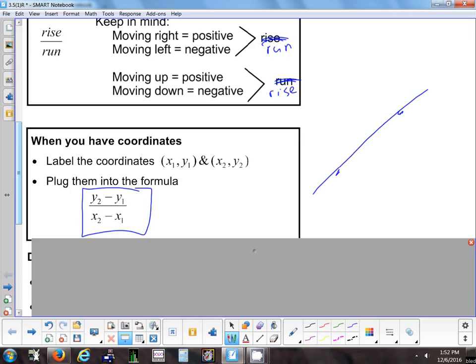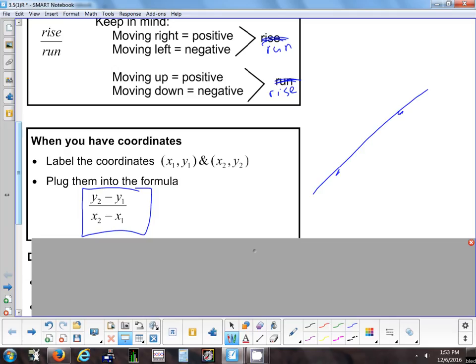So guys, on your notes, you have 2 bullets under the formula. You've got to write this in yourself. There's no line, you're just going to squeeze this in. And you have coordinates. For that first bullet, you're going to write label the coordinates x1, y1, and x2, y2, and then plug them into the formula. That was the second line. Then on the bottom, you just have this line. So on the top of the line, you want to write y2 minus y1. On the bottom of the line, you want to write x2 minus x1.